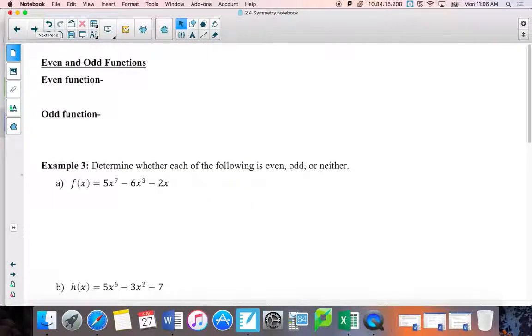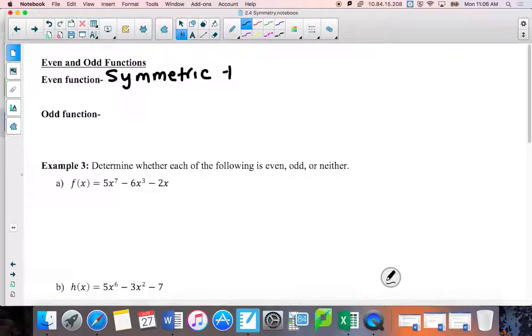Okay, so even and odd functions, an even function is symmetric to the y-axis. And then an odd function is symmetric to the origin.